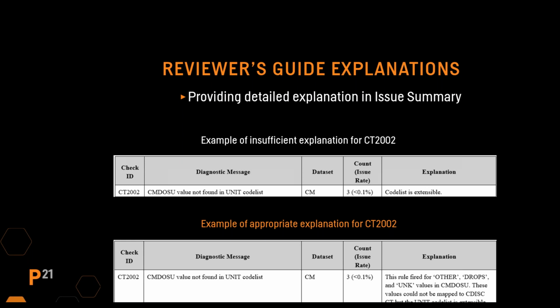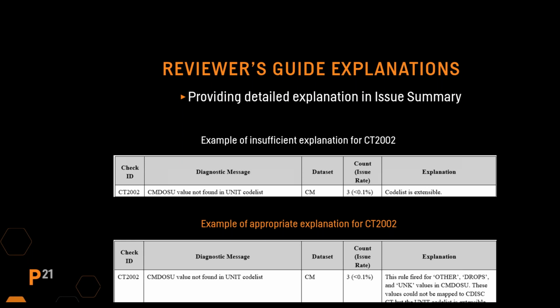I've provided an example of an insufficient explanation and then an appropriate explanation. At the top, you can see the diagnostic message states, for CT2002, that my CM dose U value is not found in the unit code list. The explanation that was provided states that the code list is extensible. This is really not a valuable explanation. It doesn't provide what values were actually extended on.